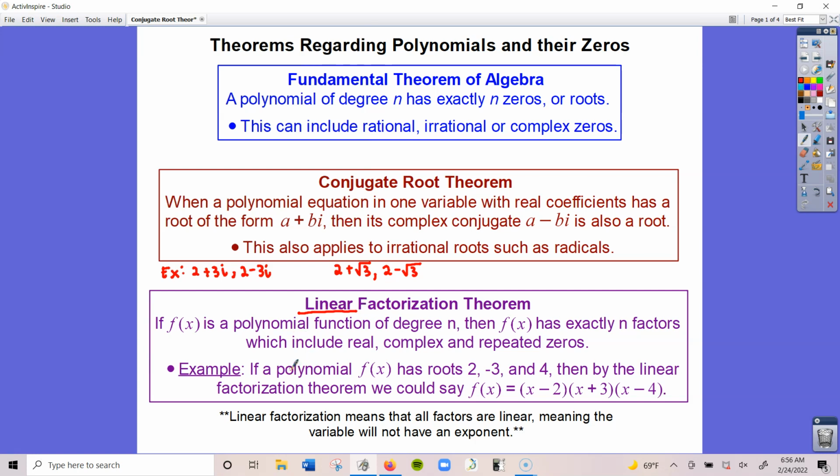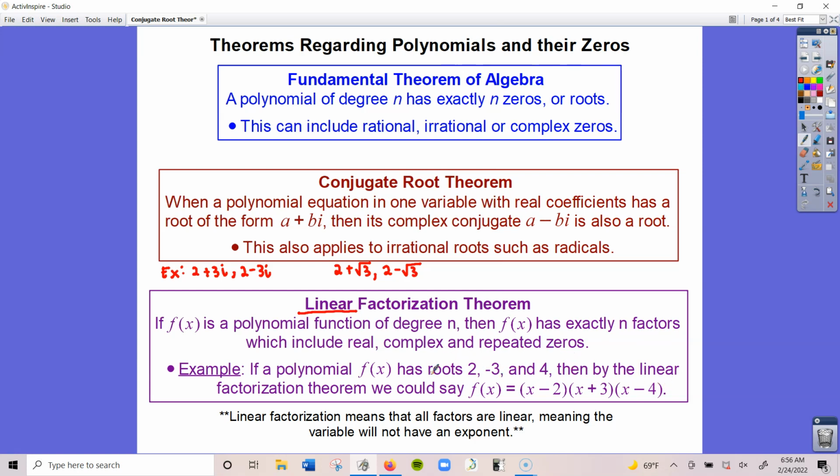So I put here an example, which is something that we've kind of been working with when we were dividing. If a polynomial f of x has the roots 2, -3, and 4, then according to the linear factorization theorem, the factors would be x minus 2, x plus 3, and x minus 4.